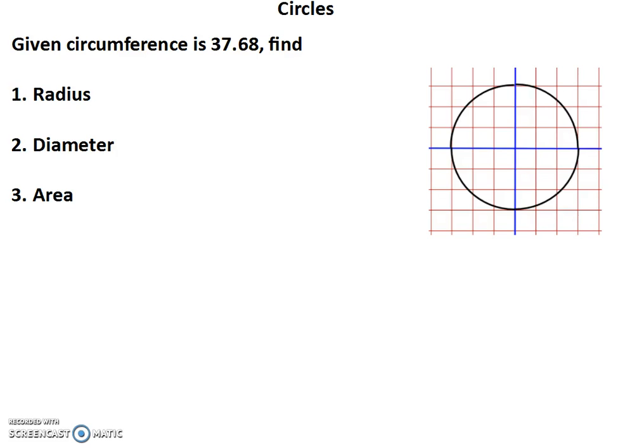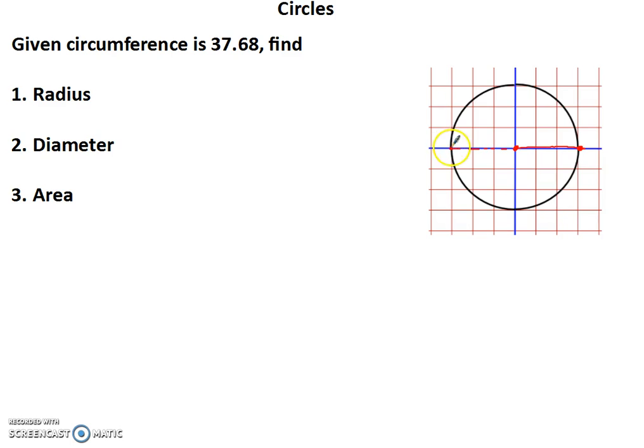Hi students, today we're going to talk about circles. How can you find the radius, diameter and area of a circle if you are given the circumference? So we have to understand that in a circle the middle point is called the center, and from the center to any point is called the radius, and 2 times the radius is called the diameter.